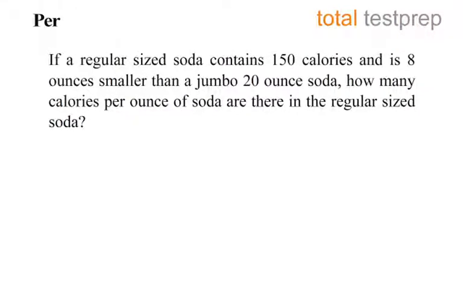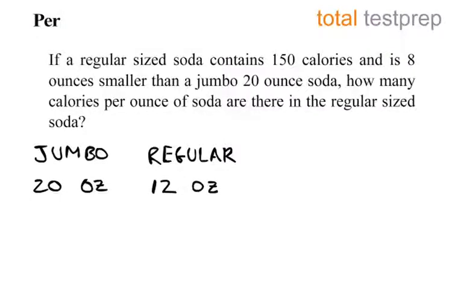What about this question? This question reads, if a regular sized soda contains 150 calories and is 8 ounces smaller than a jumbo 20-ounce soda, how many calories per ounce of soda are there in the regular sized soda? We know that the jumbo sized soda is 20 ounces. We know that the regular sized soda is 12 ounces. We know this because it tells us that a regular sized soda contains 150 calories and is 8 ounces smaller than a jumbo soda. We also know that the regular soda, as I just read, has 150 calories. So the question is, how many calories per ounce of soda are there in the regular size soda?